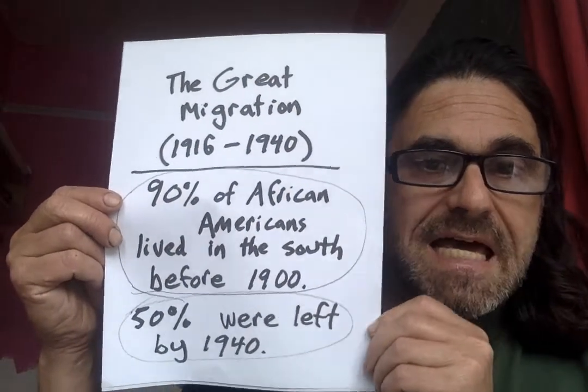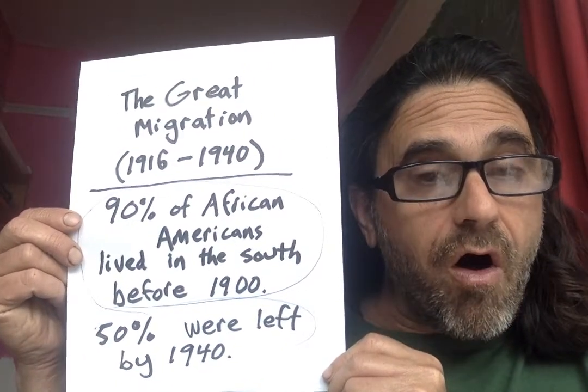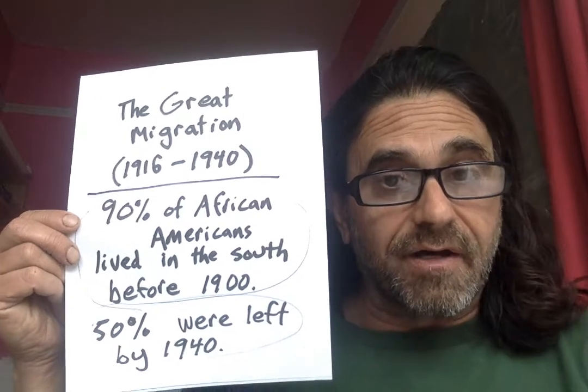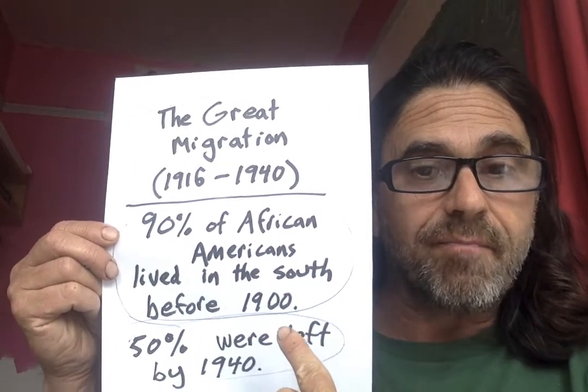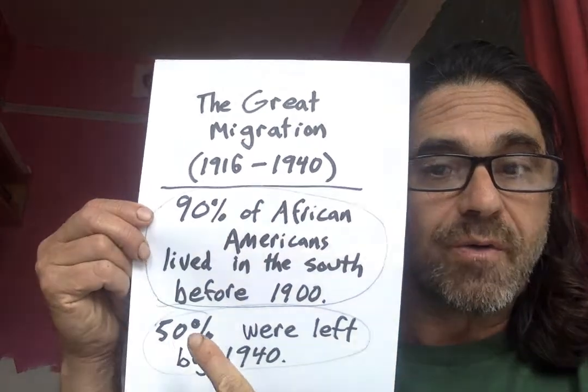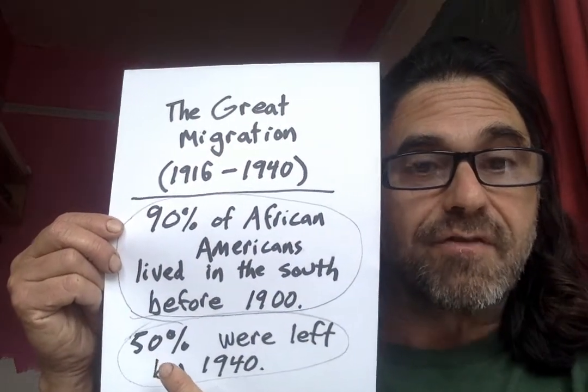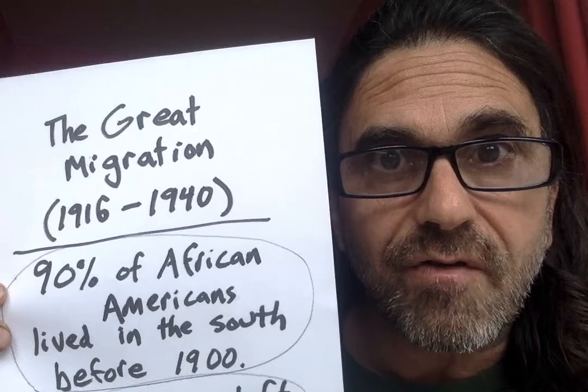Here's some numbers. 90% of all African Americans in America lived in the South before 1900. Okay? But by 1940, only 50% were left. That is millions and millions and millions of people. So, Bud Not Buddy touches on some of that. Without further ado, let's jump into the Bud Not Buddy.